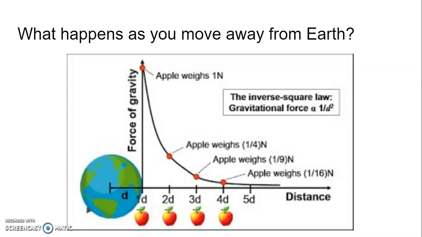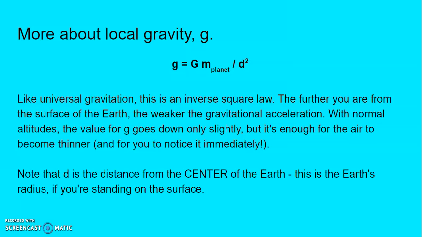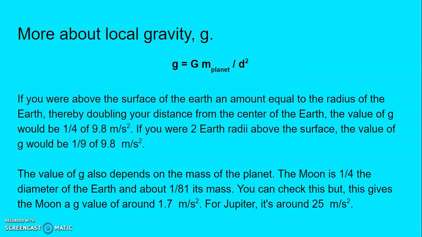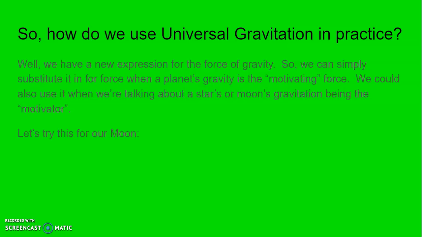So as you move further and further away from the Earth, the inverse square law tells us that the force of gravity becomes smaller and smaller as 1 over the distance squared. So there's a bunch of other things that we can actually say about this. Let me show you one of the rather interesting results. I'm going to talk about how we actually use universal gravitation in practice. We do have this new expression for it, and let's see how we actually use it in calculations when we're not just talking about the local g on a planet.